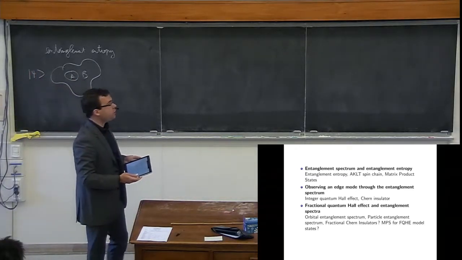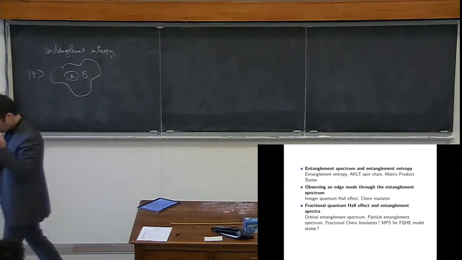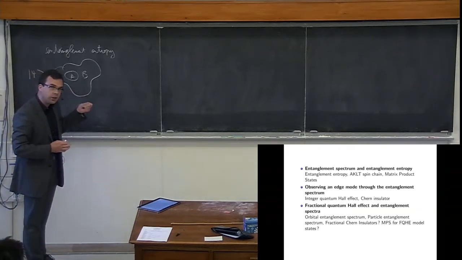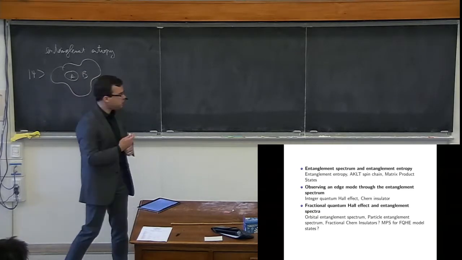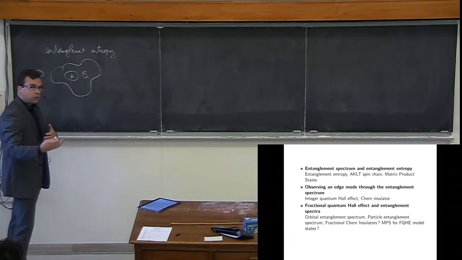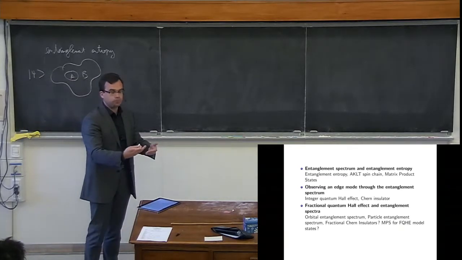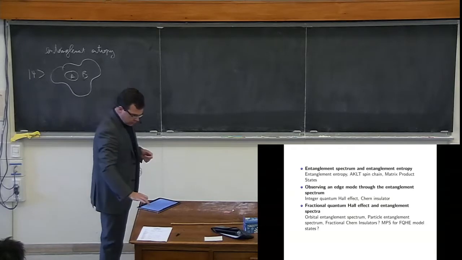And what we will discuss today is, if you look at the behavior of the entanglement entropy, which is just a way to characterize the entanglement between the two parts of the system, well, if you look at this quantity, you can access information about the nature of the excitation of the system, and only by looking at the ground state.